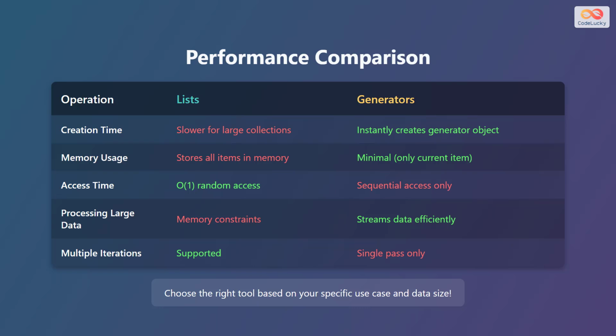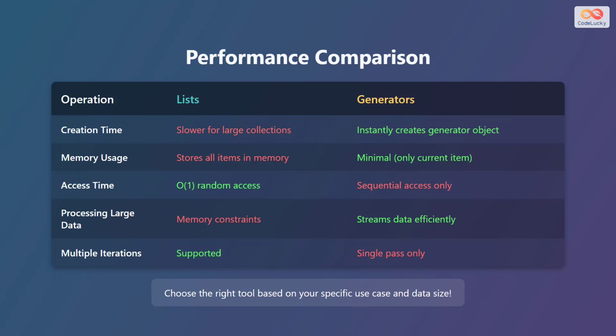For access time, lists offer O(1) random access, meaning you can quickly access any element by its index. Generators only support sequential access, meaning you must iterate through the sequence to get to a specific element. For processing large data, lists may face memory constraints, as they need to load the entire dataset into memory. Generators stream data efficiently, making them suitable for processing large files or infinite sequences.